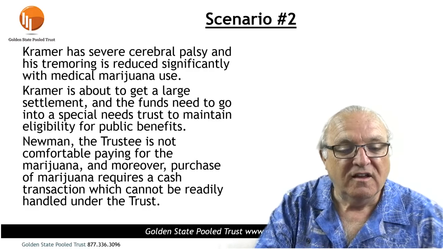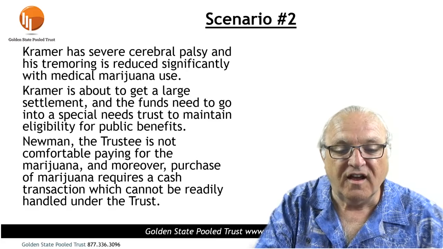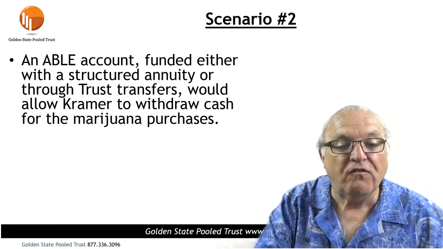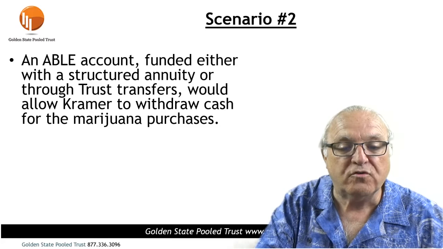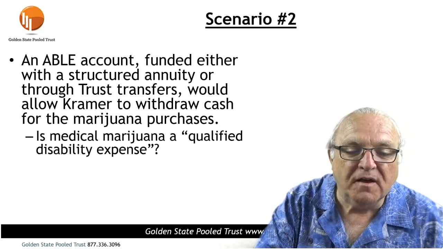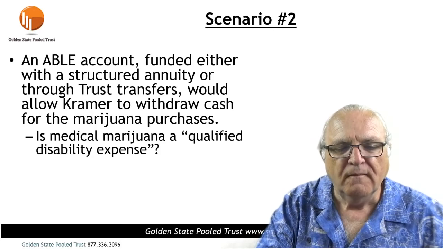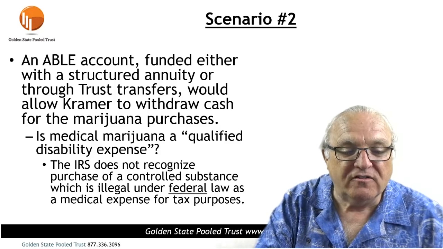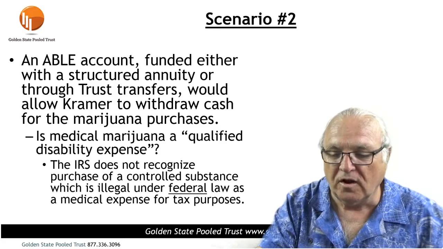Newman, the trustee, is not comfortable paying for the marijuana, and moreover, purchase of the marijuana requires a cash transaction that cannot be readily handled under the trust. An ABLE account funded either by a structured annuity or through trust transfers would allow Kramer to withdraw cash for his marijuana purchases. Now the question is, is medical marijuana a qualified disability expense? Every ABLE administrator I have talked to has said that they don't think that it's a problem. Does it matter that the IRS does not recognize purchase of a controlled substance, which is illegal under federal law, as a qualified medical expense?